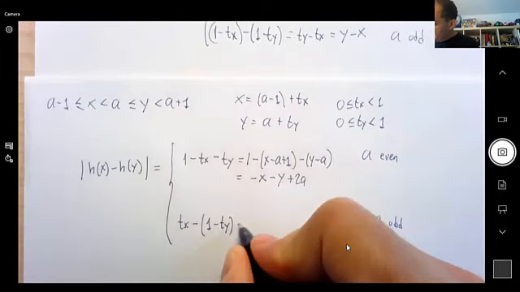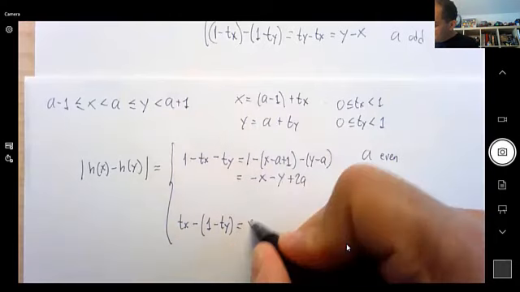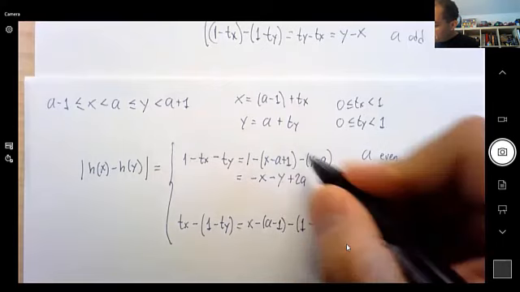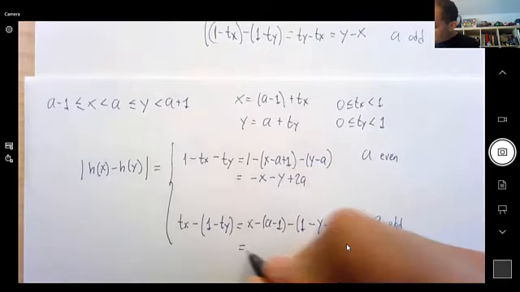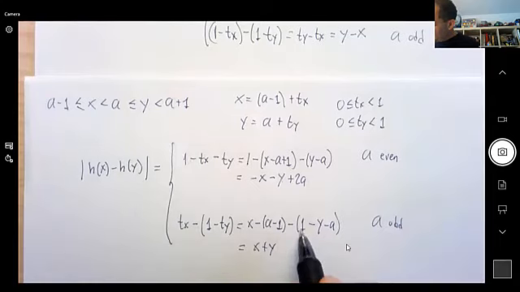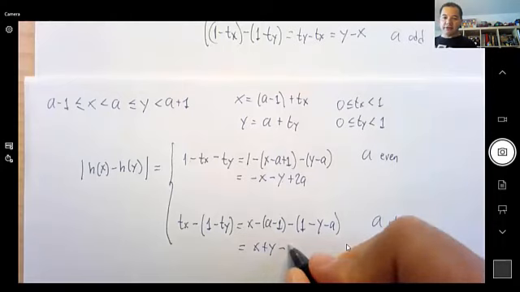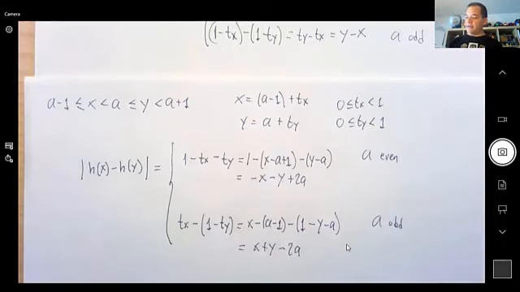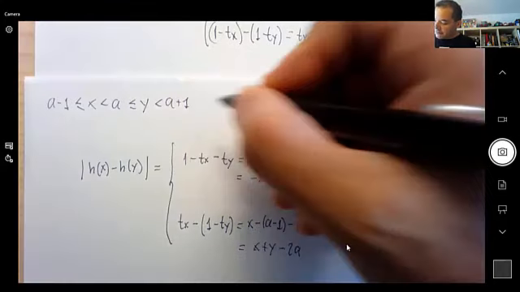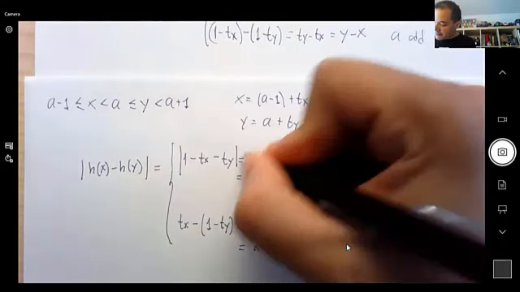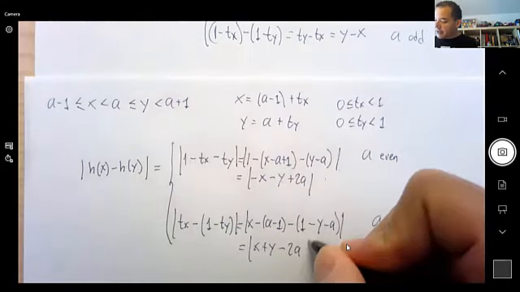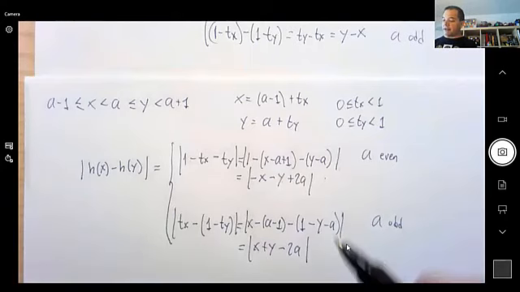And over here, t_x is x minus a minus 1, and then minus 1 minus, and t_y is y minus a. And in here you get x plus y, plus the 1, negative 1 cancel, and then we have negative a, negative a, so negative 2a. All right? So in both cases we don't get exactly the same thing, but if you do absolute value, you need absolute value bars here, here, and here. And now they're the same. Now it doesn't matter if it's even or odd because they're the same, right?